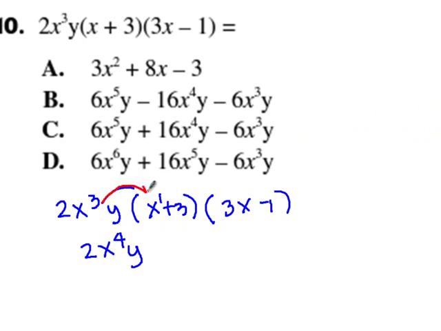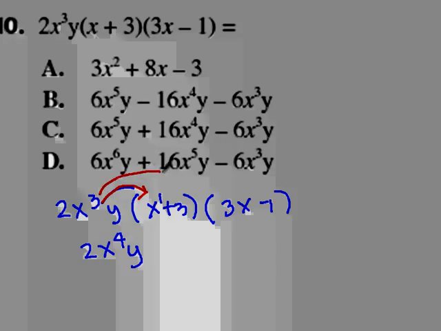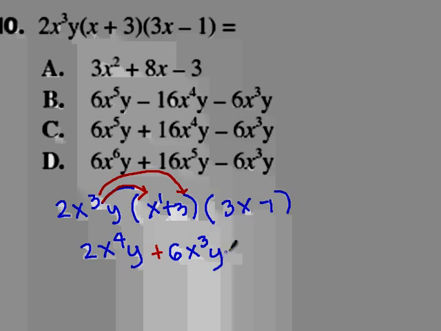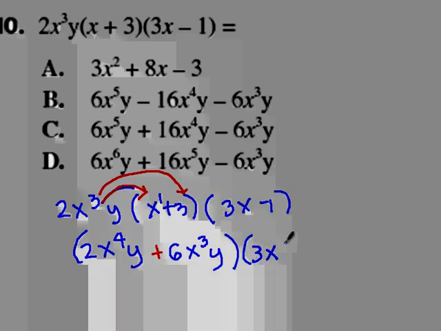This is the first, then second. So 2 times 3 is 6. X cubed y. So this part is the product of the first 2 factors times the third factor, 3x minus 1. So you have here 2 terms and you have another 2 terms here.